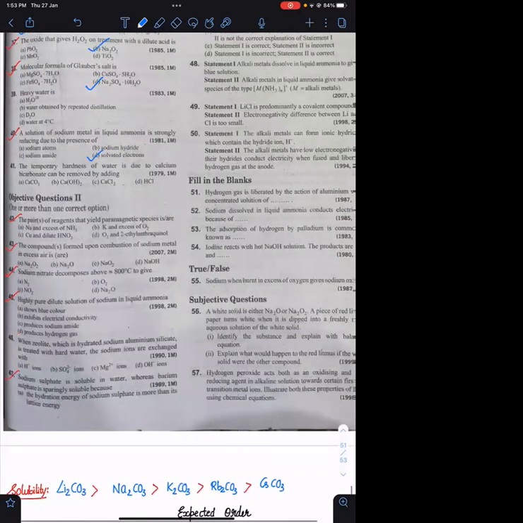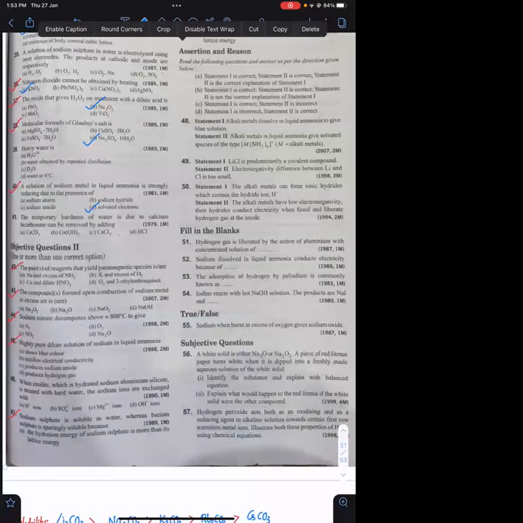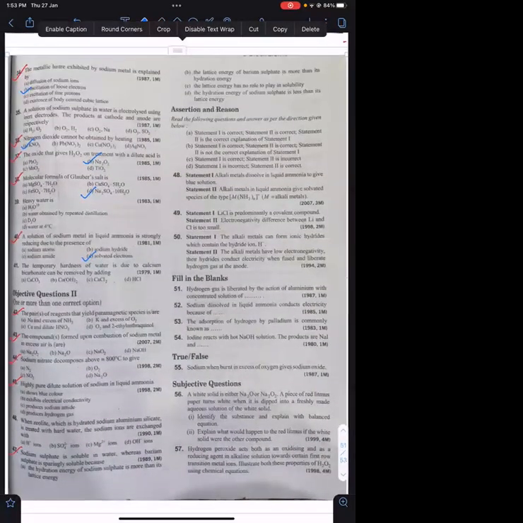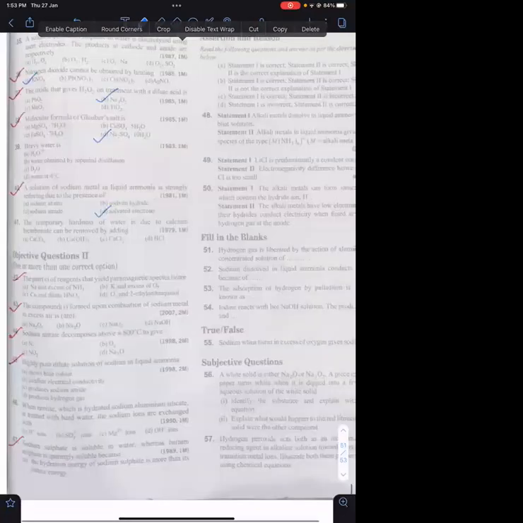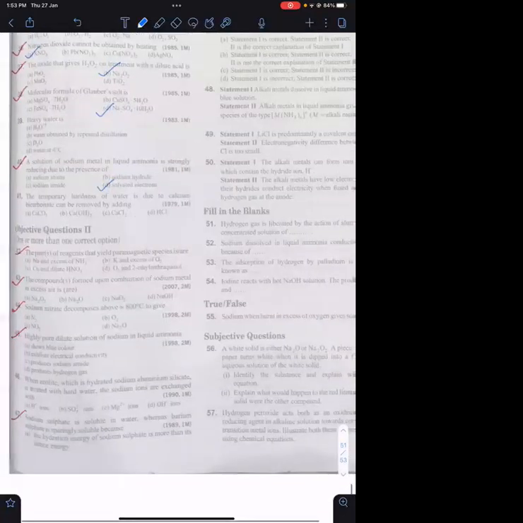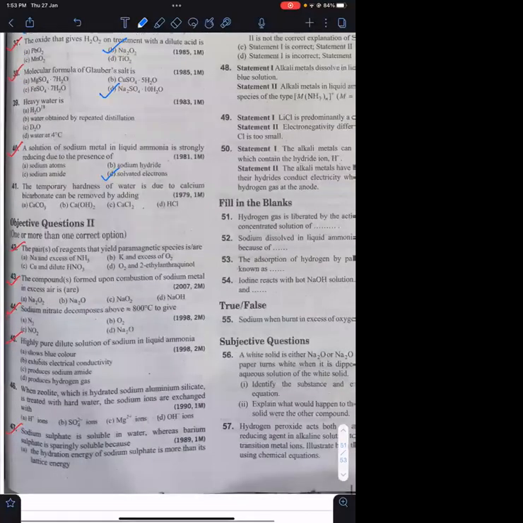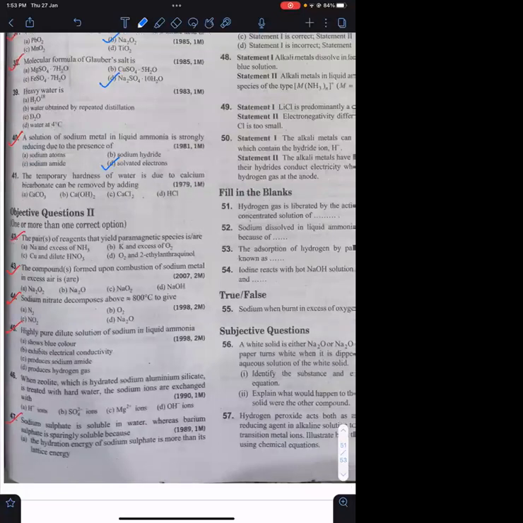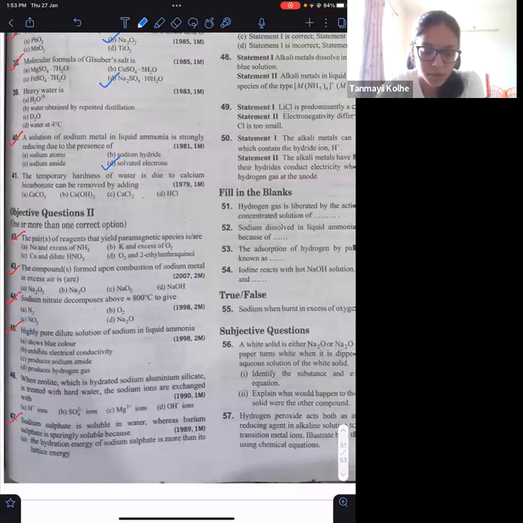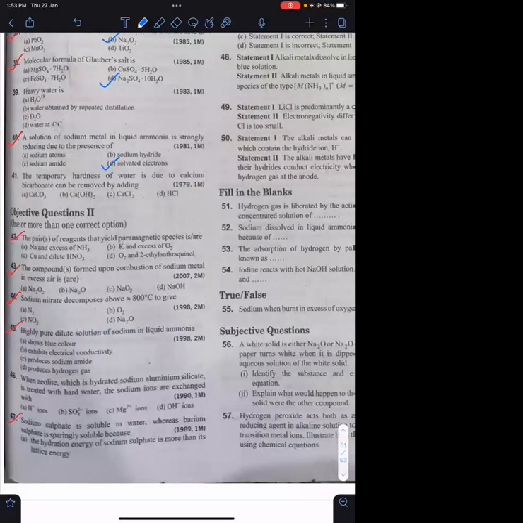Okay. 42. The pair of reagents that yield paramagnetic subspecies are. Option A. What are the answers? आप लोग ने क्या कहा, क्या टिक किया? B option. A and B. It is more than one option. First of all, it is more than one option. So एक ही option तो मत टिक करो आप लोग, मतलब in general ज्यादा ही रहेंगे.